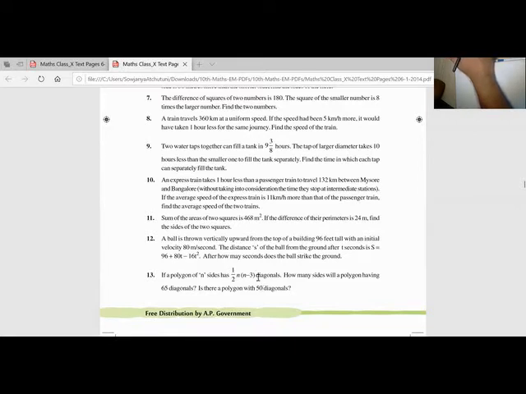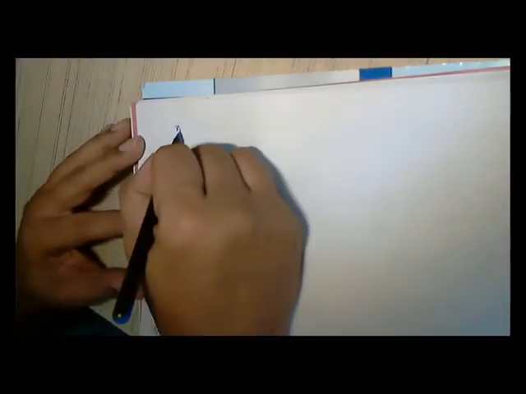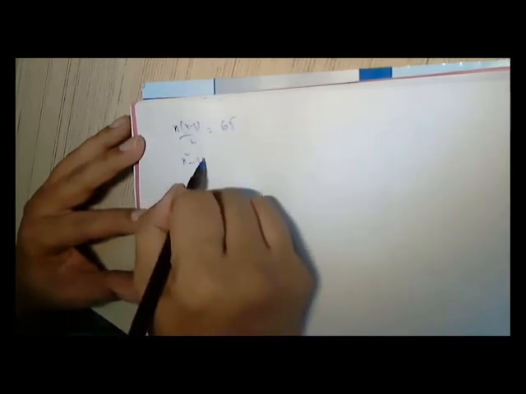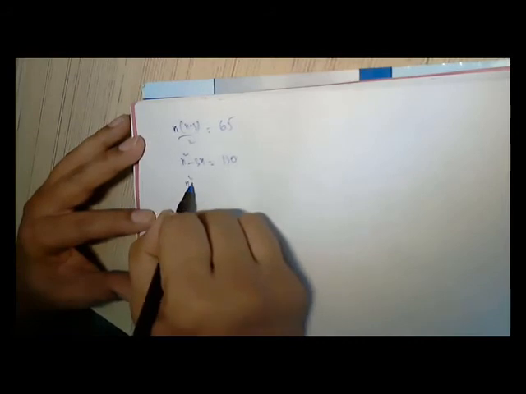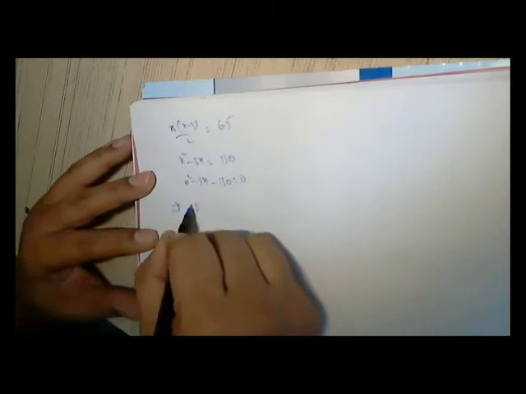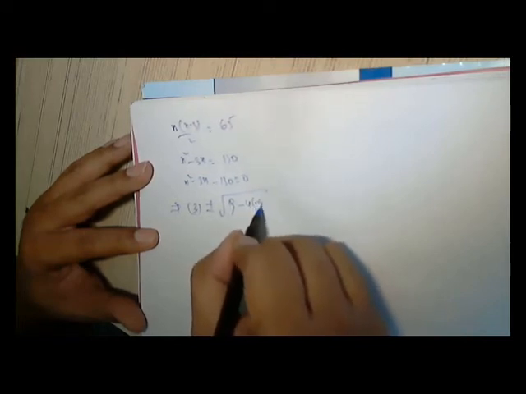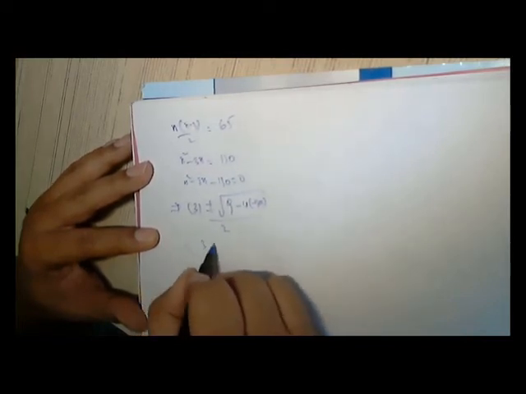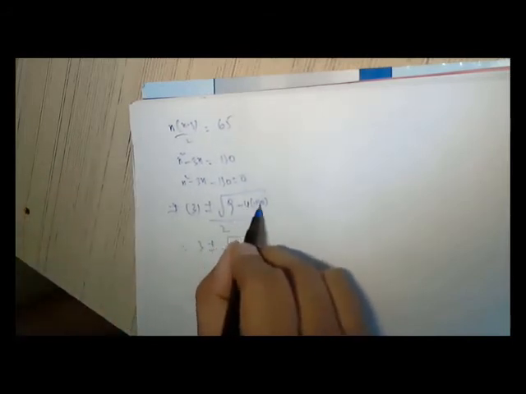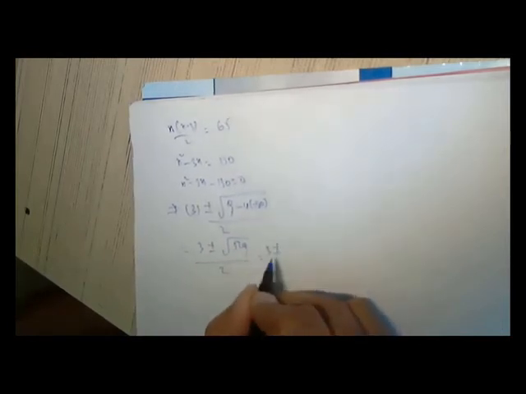Let us see. n into n minus 3 by 2 is equal to 65. So this is n square minus 3n is equal to 130. So n square minus 3n minus 130 is equal to 0. So what are the roots of this? Minus b plus or minus square root of b square minus 4ac by 2a. It is 3 plus or minus square root of 529, since 4 into 130 is 520, plus 9 is 529, by 2.